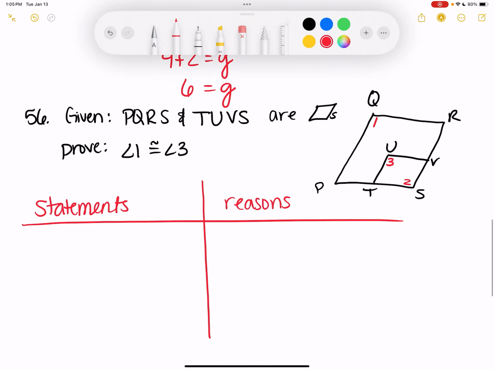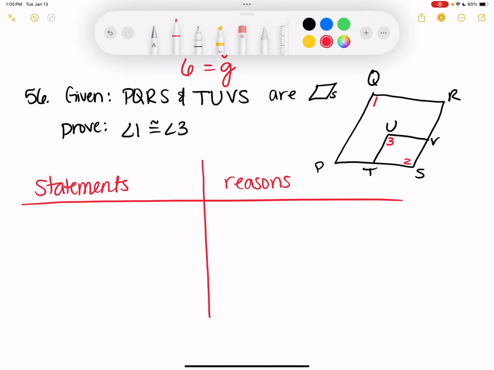All right, so what's always my first step? The given information. So PQRS and TUVS are parallelograms, and that is the given.